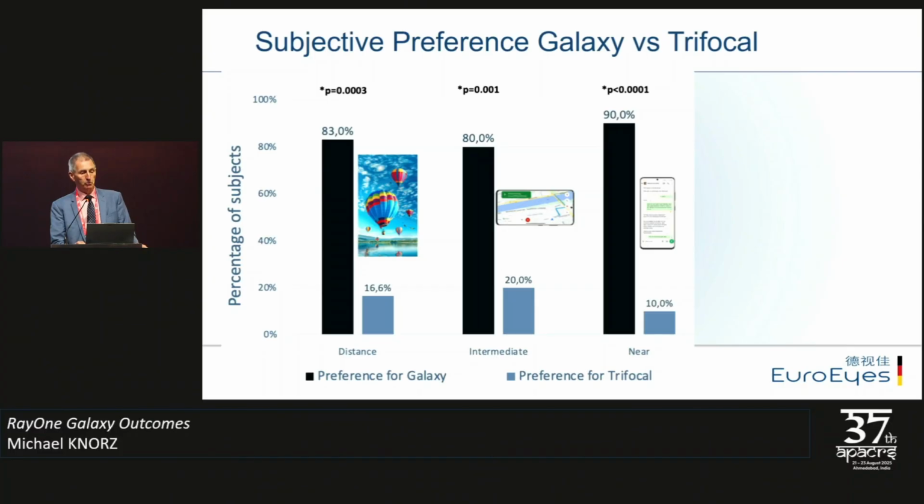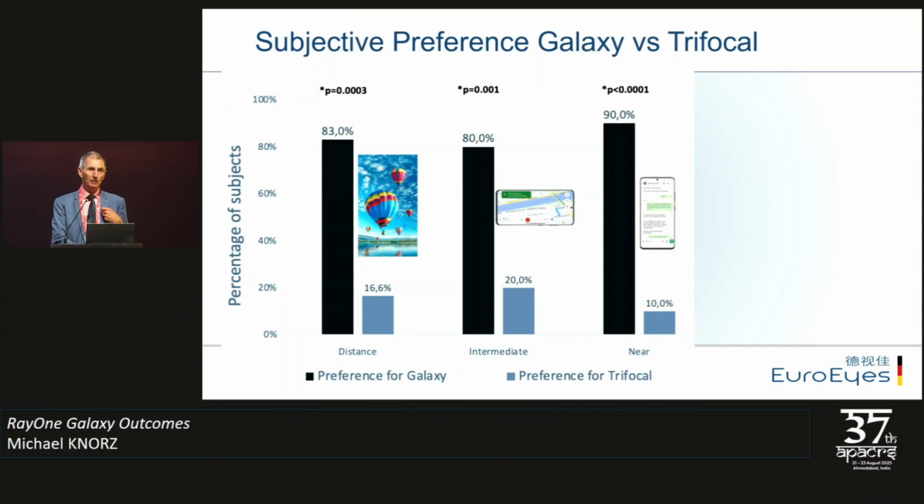And then I think the most important part, what about the subjective preference? And this lists the subjective preference at distance. This is the distance target, intermediate target, and at near. And you can clearly see that the Galaxy is preferred by a vastly larger number of patients. 83% at distance, 80% intermediate, and 90% at near.